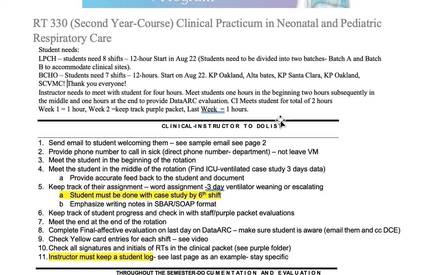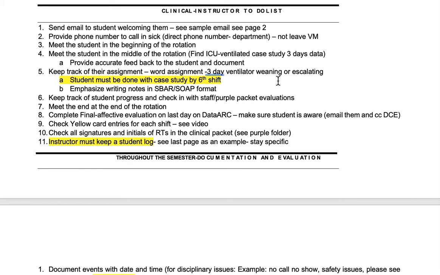As far as the instructor's requirement, it's 2 hours to meet the student. In the 2 hours, you meet the student for the first day for an hour. I give you some flexibility. If the student is on nights and you want to have them stay over, that's fine, or vice versa. If you want to come in early and have them come in 1 hour early, that's fine.